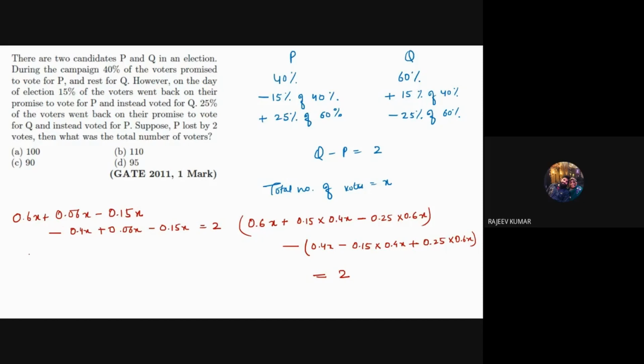So let's add them up. It will become 0.6 minus 0.4, so 0.2x plus 0.12x minus 0.3x is equal to 2. You solve it, you will get 0.32 minus 0.3, so 0.02x equals 2, or x will be equal to 100. That is going to be our correct answer, x equals 100.